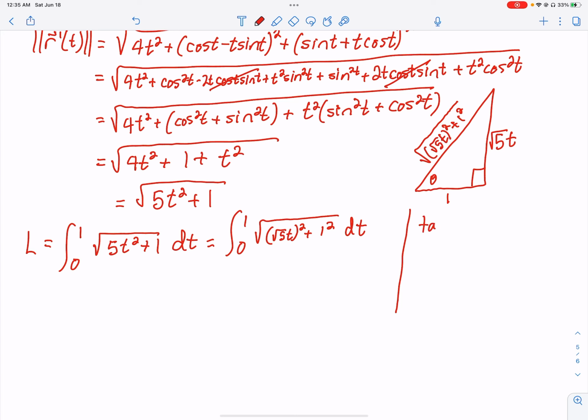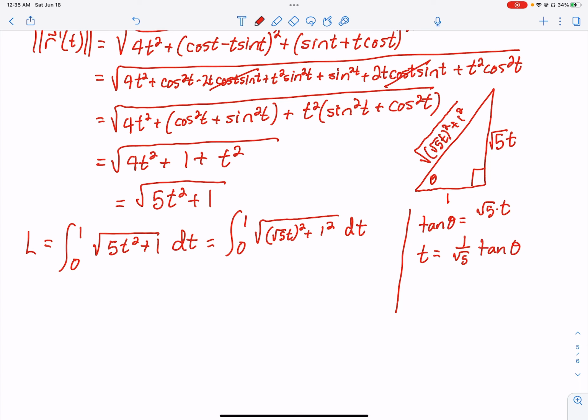I have tangent of theta. That's the cleanest thing I'm going to get to relate there, is it's going to be the square root of 5t over 1, but I can drop the 1. I can now multiply or divide, so I get 1 over the square root of 5 tangent theta, solving for t.